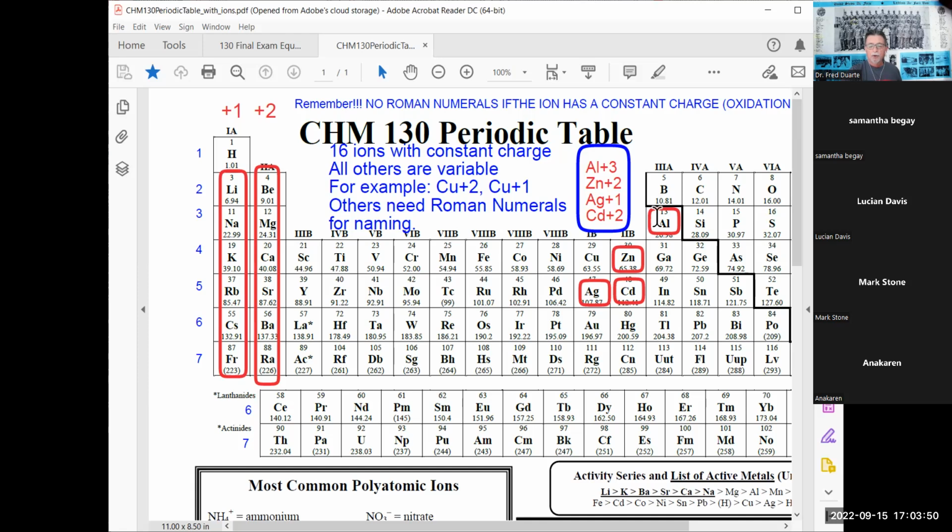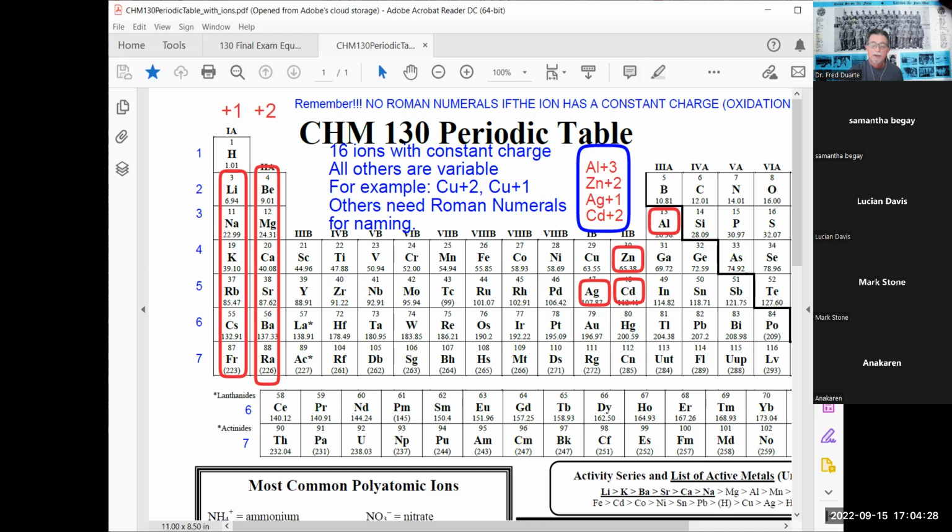And then the other 4 are aluminum, zinc, silver, and cadmium. I circled them. Aluminum always loses 3 electrons, ending up with a +3. Zinc always loses 2 electrons with a +2. Silver always loses 1 with a +1, and cadmium ending up with a +2. So there are 16 elements that you know 100% of the time what their final charge would be when they become ions. That means that all the other metals can vary, okay?